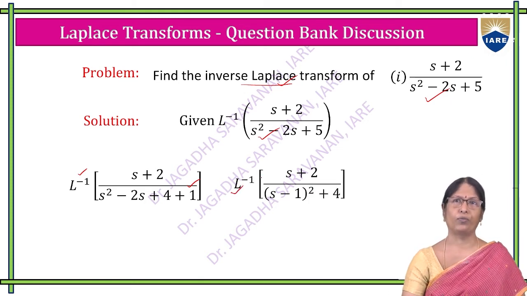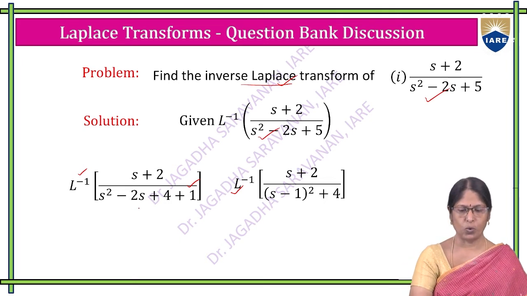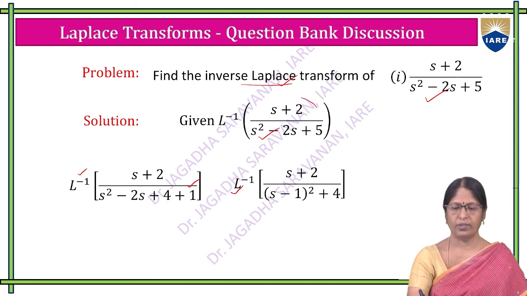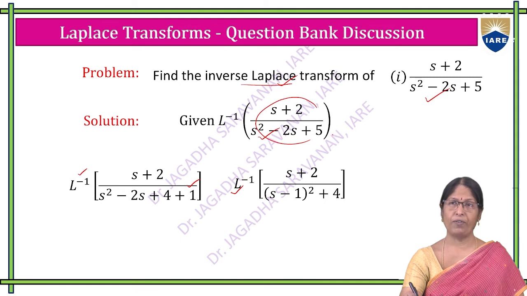So L inverse of, we know the format, s by s square plus a square or a by s square plus a square. So the elementary functions, those inverses are very easy. But the question we have, to find this inverse, is very difficult. So, to bring in the formulas which are available with us, we will modify our problem accordingly.